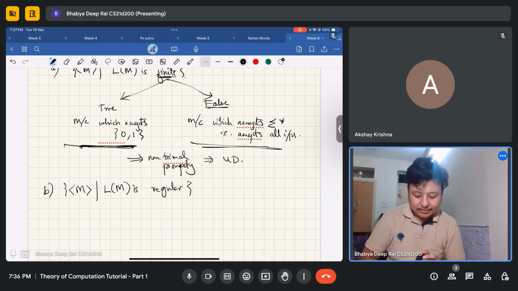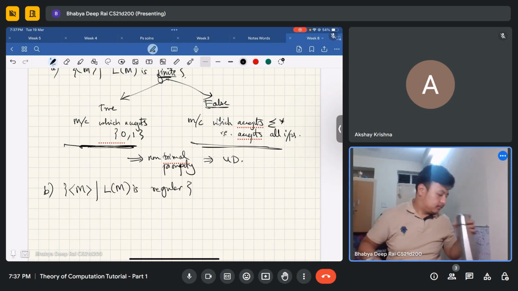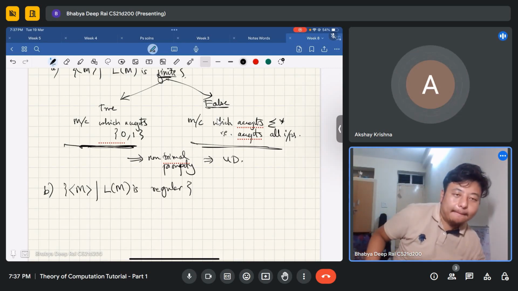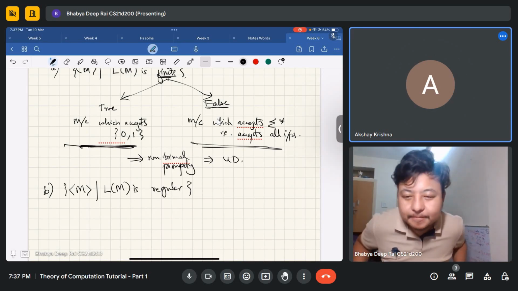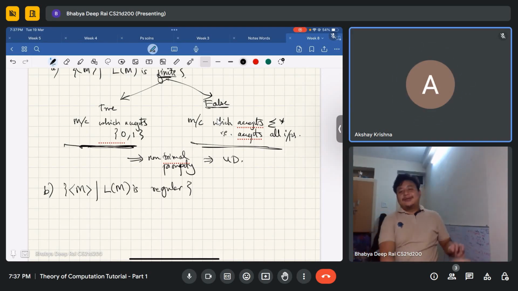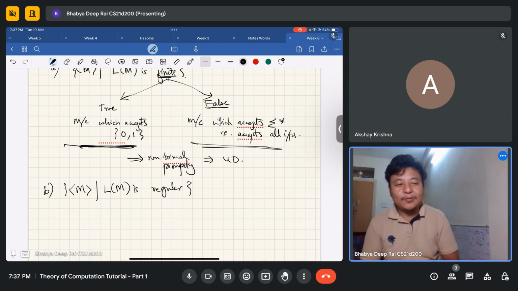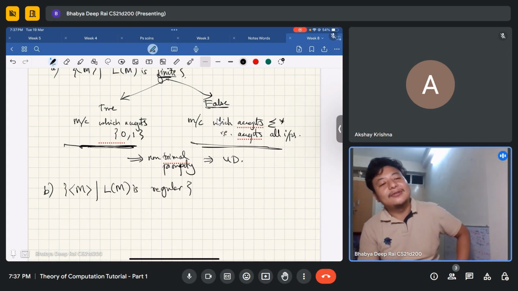So any idea? I think it is decidable. It is decidable. Yes, sir. How come? But okay. Before that, what do you think about the property? Is it trivial or non-trivial?